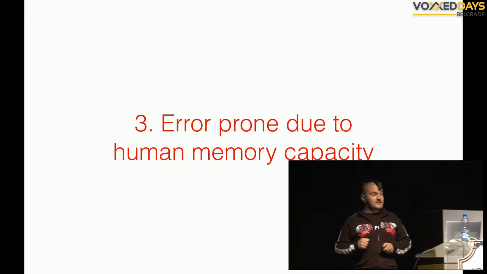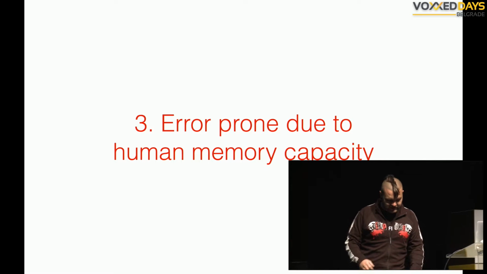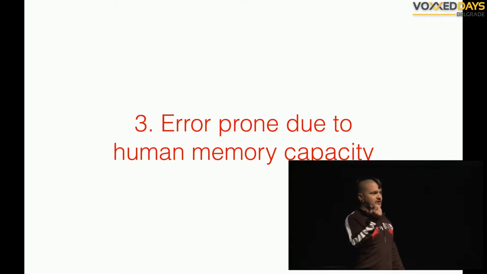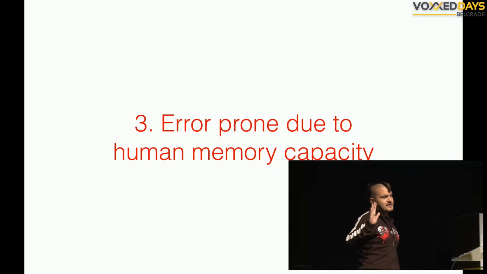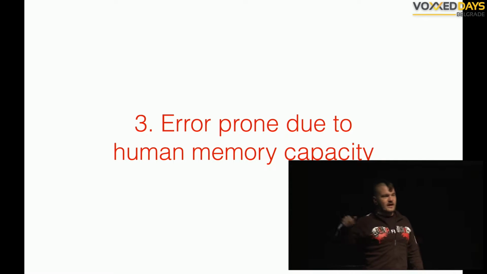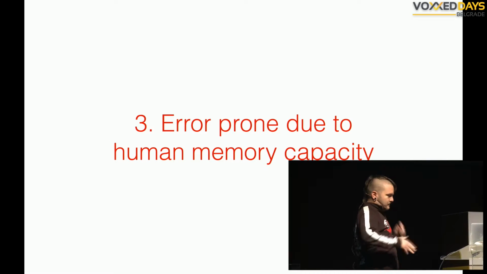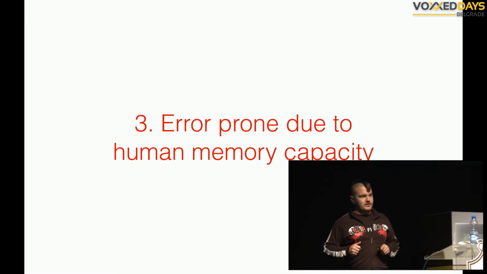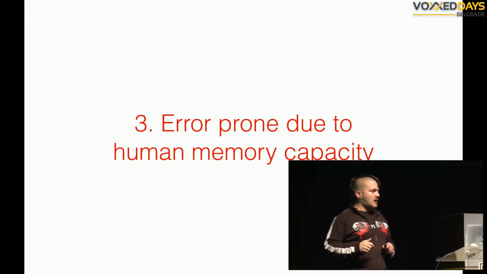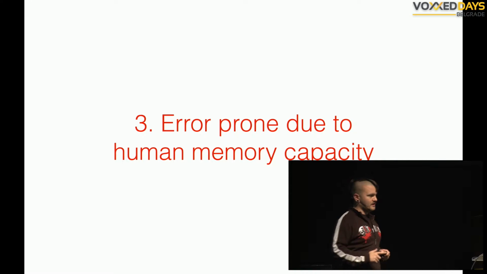And the third thing is they're error prone due to human memory capacity. What I mean by that is imagine you're developing a feature and it has 5 edge cases. Your boss comes in half a year later and says, okay, can you please do some refactoring here? And you're like, okay, no problem, you have no tests. I can guarantee you out of the 5, you're going to forget at least about 2 edge cases.